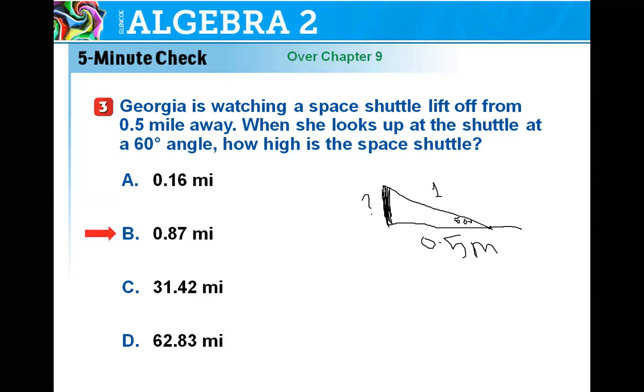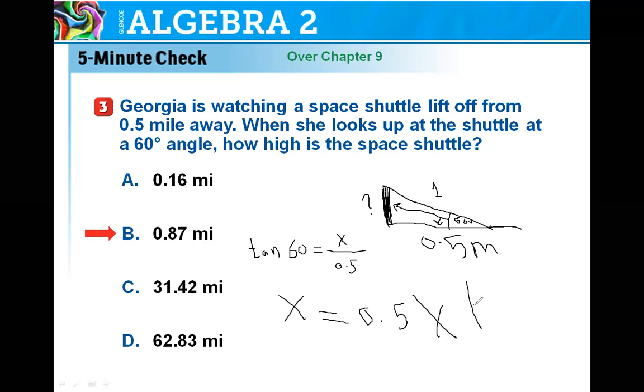We can use another way. We can use the way of tan. So this is our angle. Our angle is 60. I need to find the opposite, and I have the adjacent. So tan 60 is equal to x, the missing height, over 0.5. So you can find x, which is the height we need, by multiplying 0.5 by tan 60.